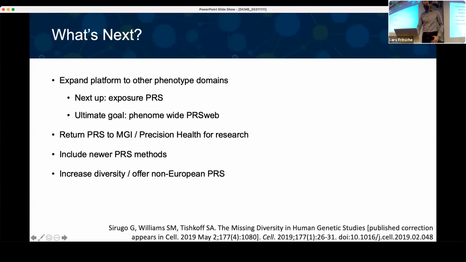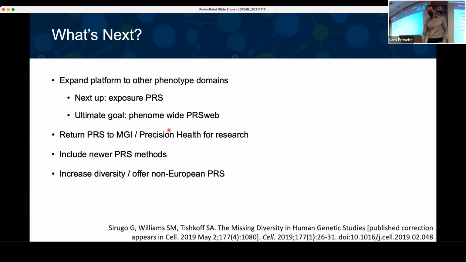Okay, so what's next? So we want to expand our platform to other phenotype domains. We started with cancer, but we have a whole phenome, so we might be able to do this across the whole phenome. Right now, we are focusing on exposure PRS, so not only case control GWAS, but kind of traits that are relevant for other common diseases. Think about lipid levels or BMI levels. They also can be useful as predictors for common diseases, or you can use them as proxies in case you don't have them measured in your own data set.